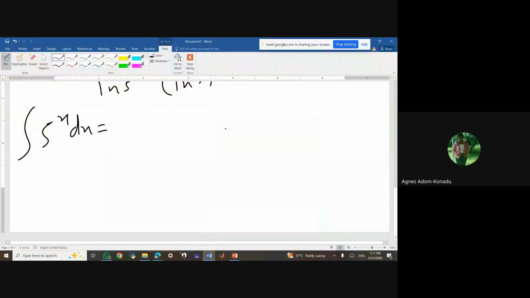Okay, so let me just repeat it. e to the power 5x over this. I can rewrite this as the integral of e to the ln. We know that e and ln are inverses, so they will cancel each other. So I want to rewrite this as this dx.